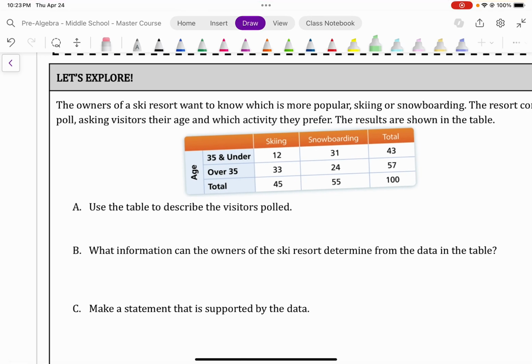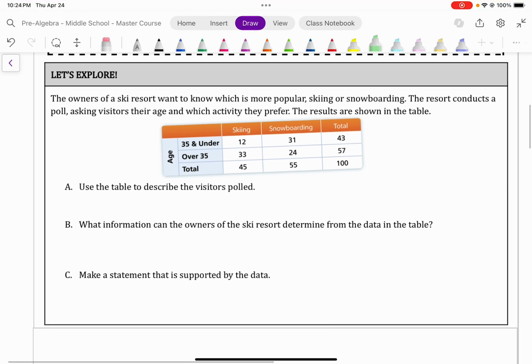This says that the owners of a ski resort want to know which is more popular, skiing or snowboarding. The resort conducts a poll asking visitors their age and which activity they prefer. So that's the two categories, age and activity. The results are shown in the table. So people that are 35 and under are one category, and over 35 is another category. And then they're asking if they prefer skiing or snowboarding.